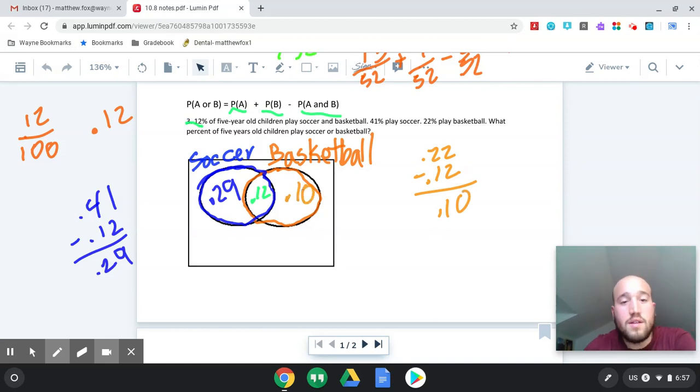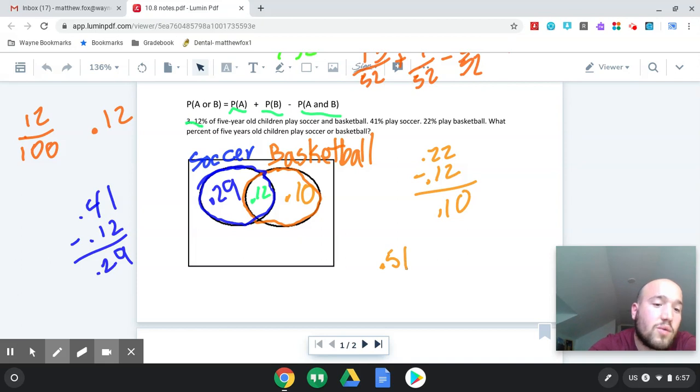Now, to figure out what percent of 5-year-olds play either basketball or soccer, we just have to add those three numbers together. So 0.29 plus 0.12 gives us 0.41, plus 0.10 gives us 0.51 as our answer.